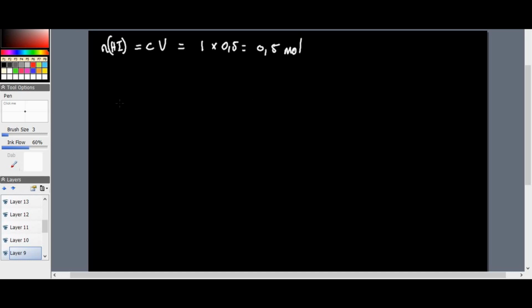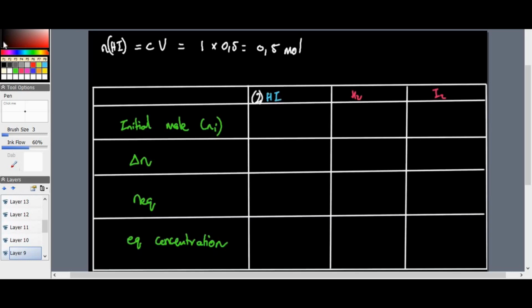Okay, so let's construct our little table. I'll pause the video while I draw it. So here we got our table. And if you can't see that, guys, let me write it in another color. We've got a balancing number here of 2 in front of the hydrogen iodide, because we've got H2 and I2, so we've got a 2 in front to balance out the equation.